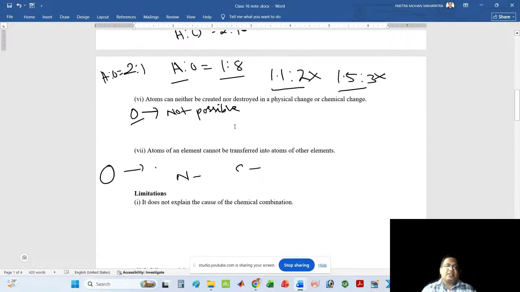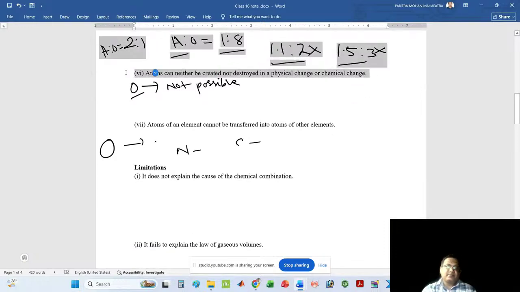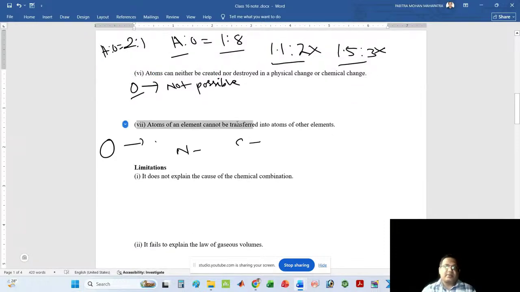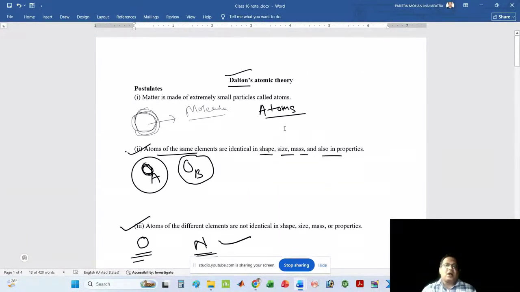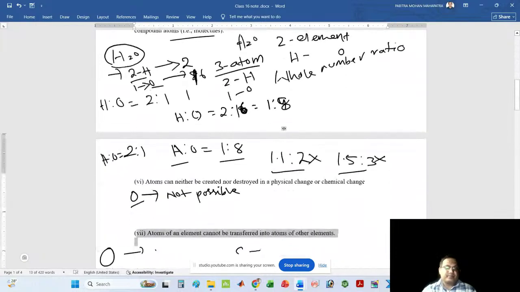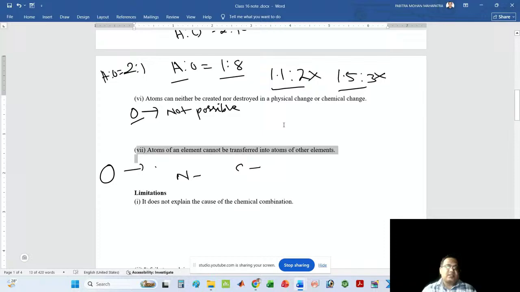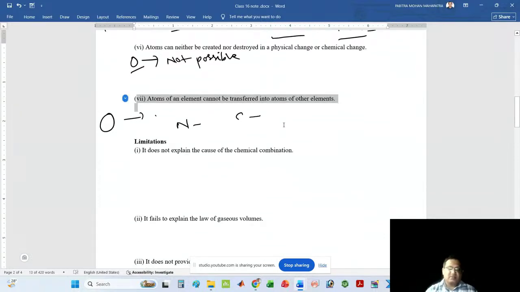The next postulate is that atoms can neither be created nor destroyed in a physical or chemical change. Next, atoms of an element cannot be transformed into atoms of another element. These are the few postulates about atoms proposed by Dalton. Next, I will cover the limitations of Dalton's atomic theory.